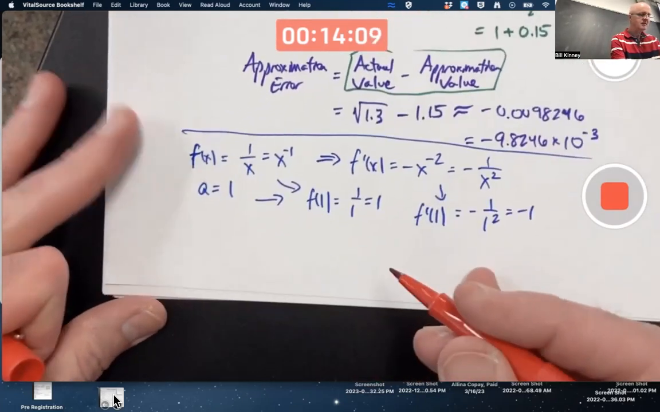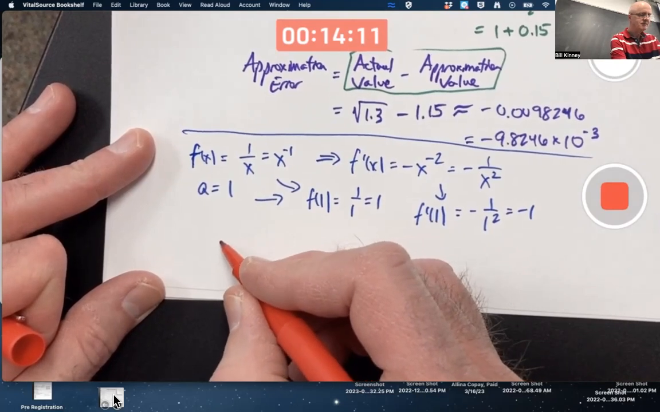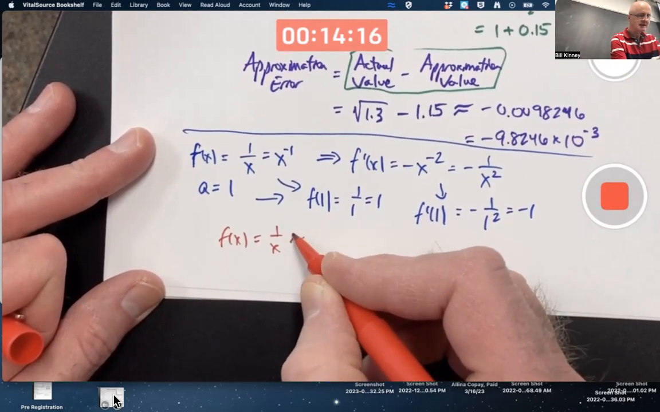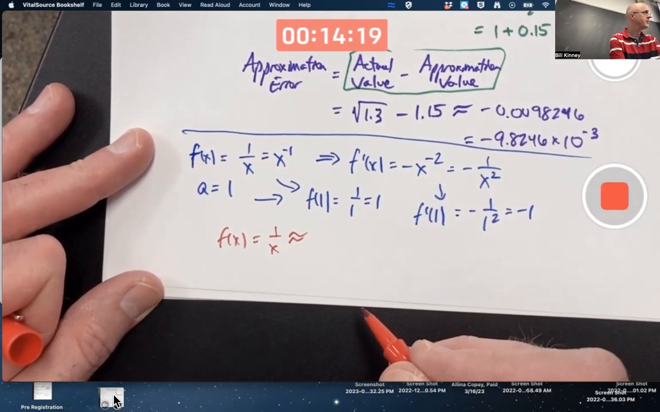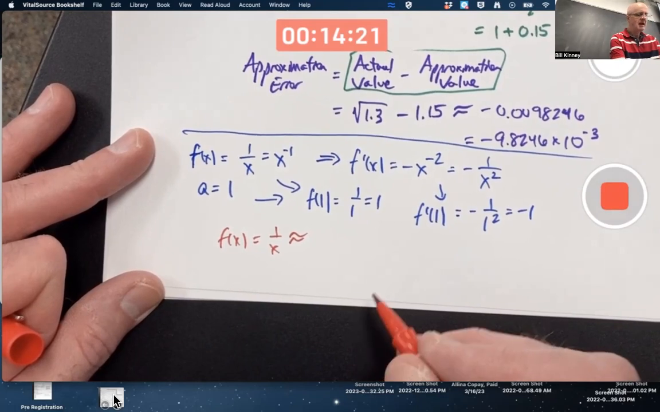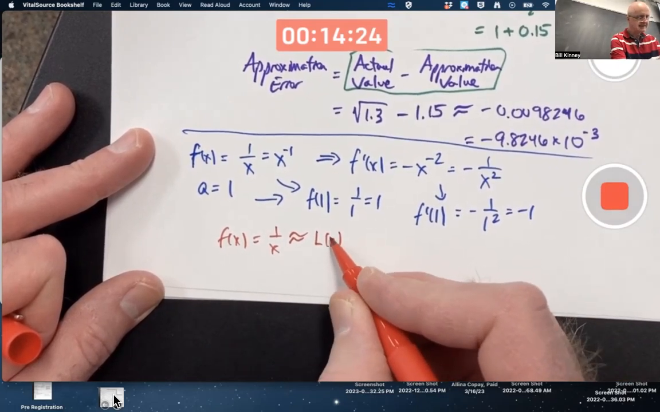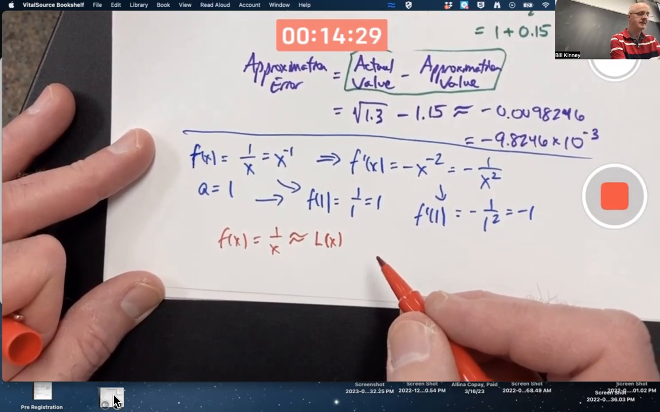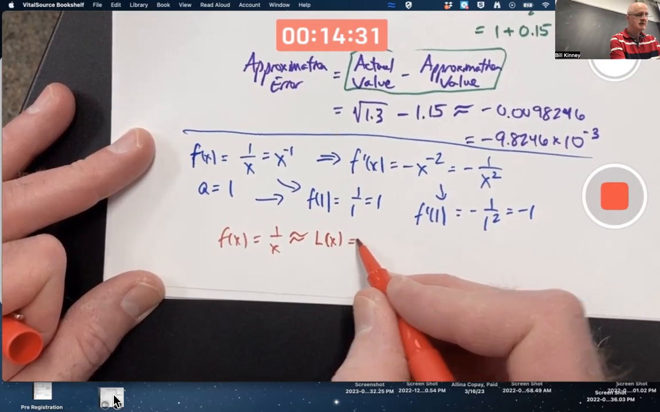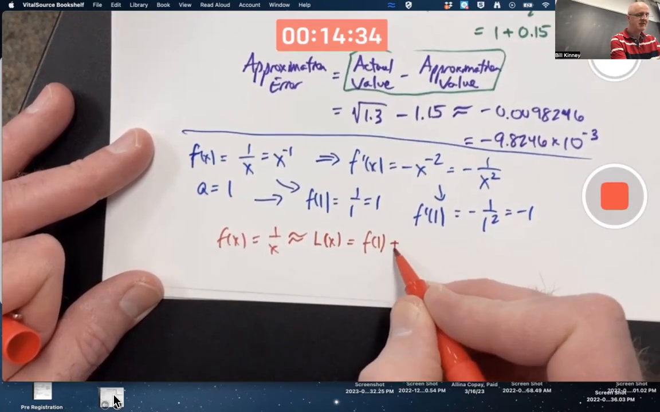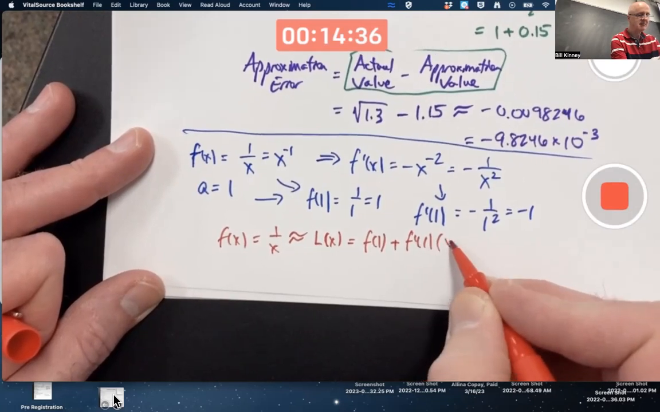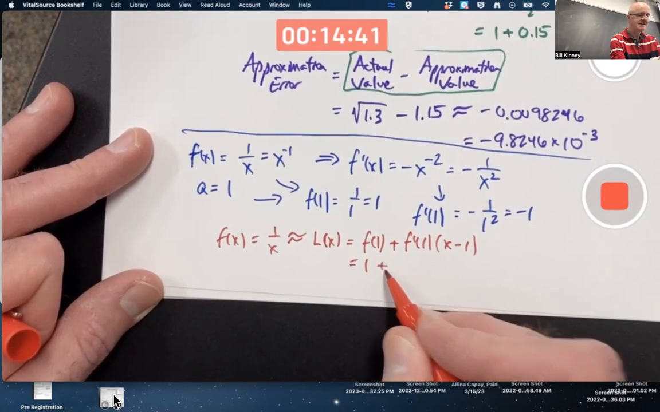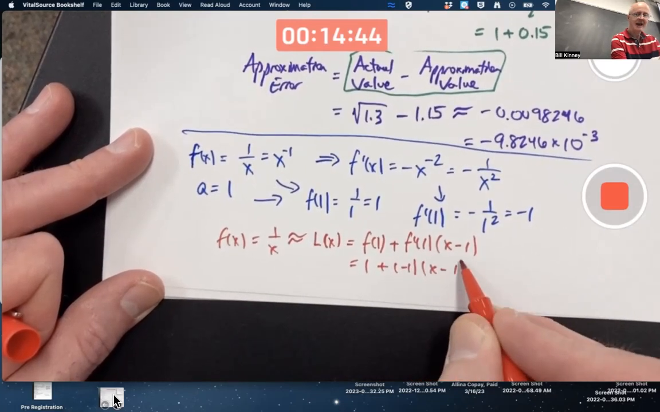So the local linearization for this function f of x, which is 1 over x, I use the same formula as before, but now a is 1. And again, I could call it L of x. I didn't in the last example. To emphasize, I'm using a linear function to approximate a nonlinear function. It's f of 1 plus f prime of 1 times x minus 1. F of 1 is 1, f prime of 1 is negative 1. I get that.